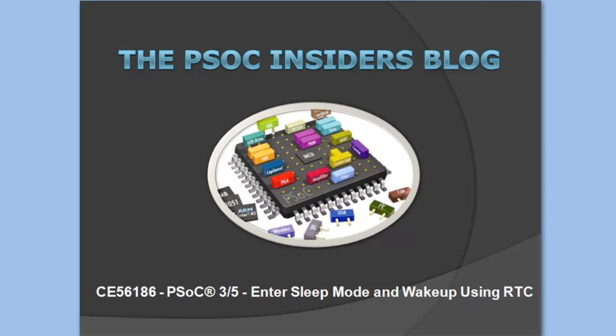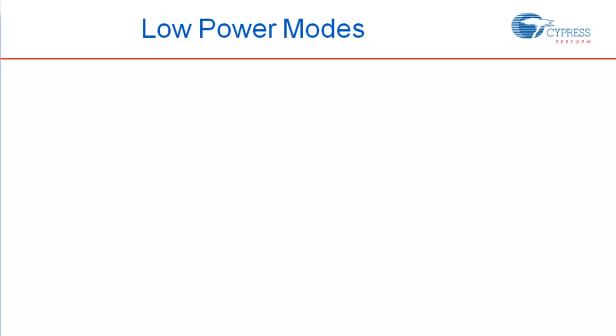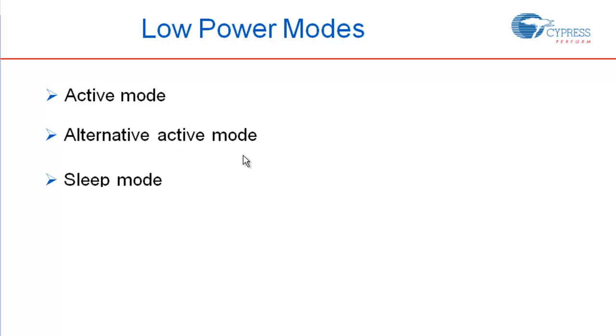In this video, I will talk about how to enter the sleep mode in PSoC3 and PSoC5 devices and how to wake up using real-time clock. The PSoC3 and PSoC5 devices feature a set of four power modes with a goal of reducing the average power consumption of the device. They are active mode, alternative active mode, sleep mode and hibernate mode.